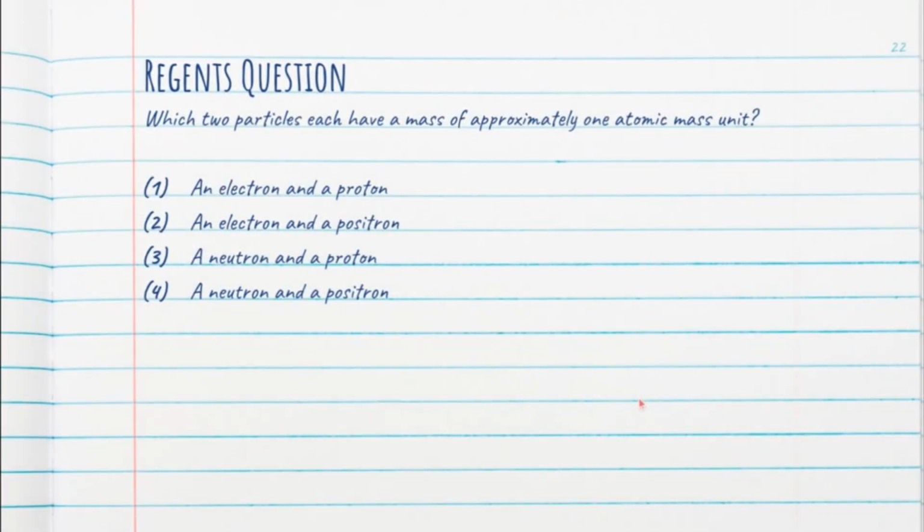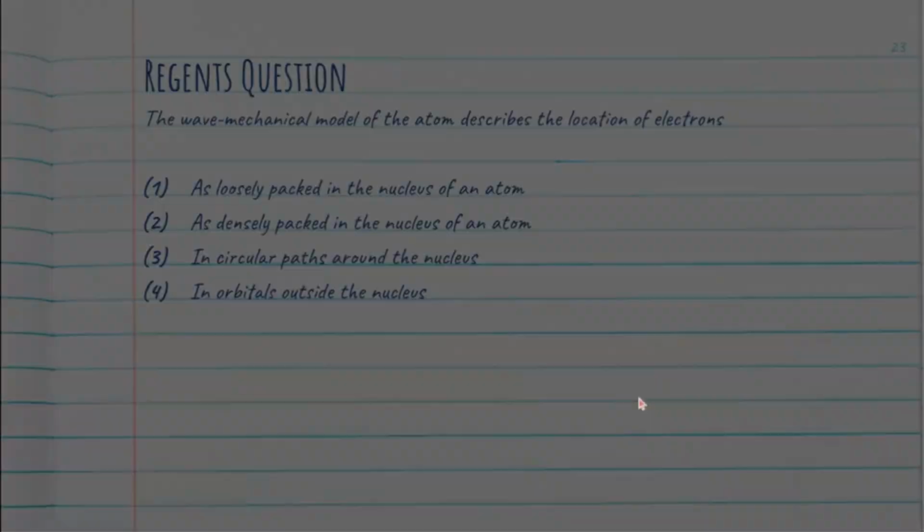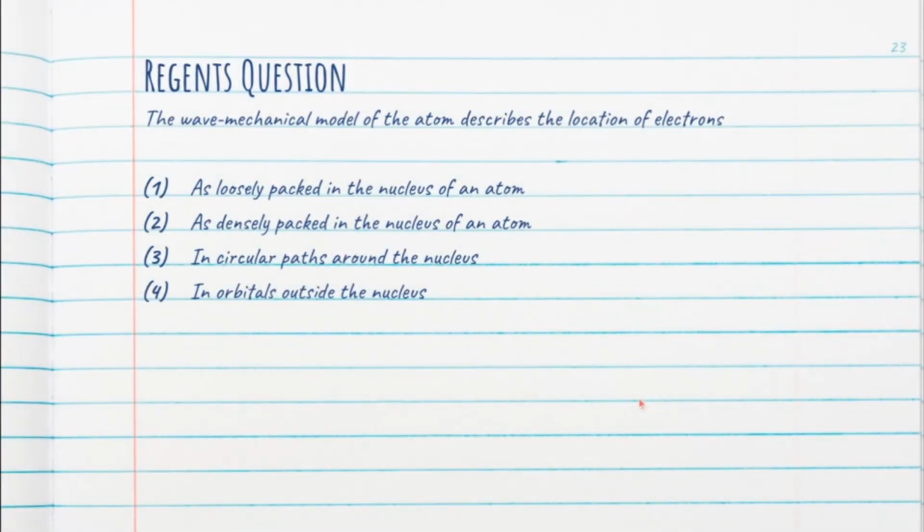Which 2 particles each have a mass of approximately 1 atomic mass unit? So if you look on Table O, it shows the mass and charge of different particles. From Table O, we can see that a proton and a neutron both have a mass of 1 atomic mass unit. The wave-mechanical model of the atom describes the location of electrons in orbitals outside the nucleus. This is a basic concept of the wave-mechanical model that you should just generally remember.